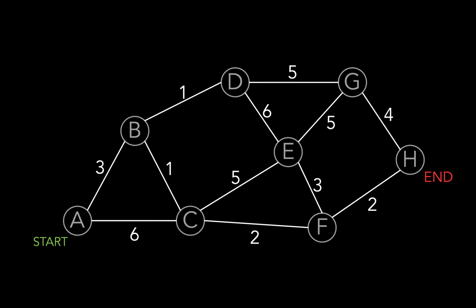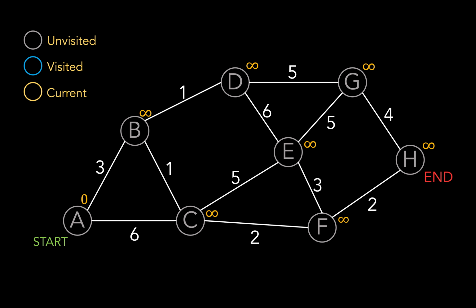Well, first, we place each node into one of 3 categories: unvisited, visited, and current. So at the beginning of the algorithm, every node is unvisited. Now second, we give each node a tentative distance, or current distance value. At the beginning, every node has a current distance of infinity, while the start node has a current distance of 0. Now the objective is to update these distances as the algorithm goes on, such that they will end up representing the shortest distance to each node from A.